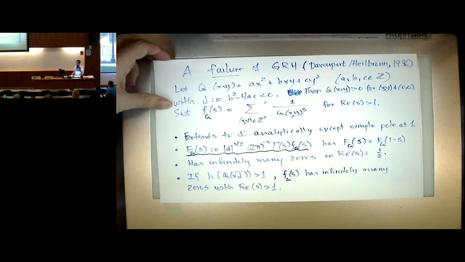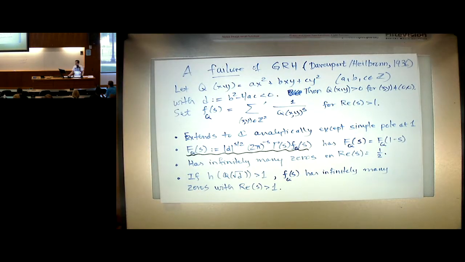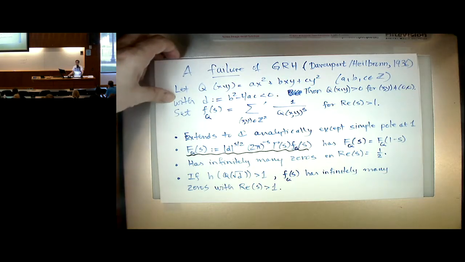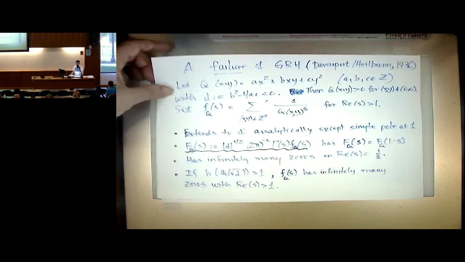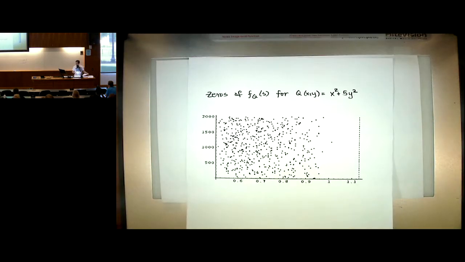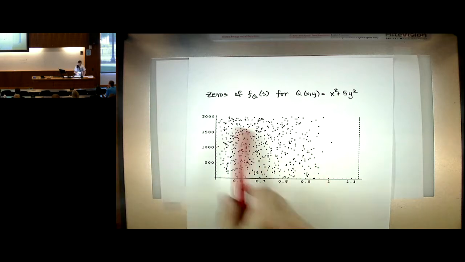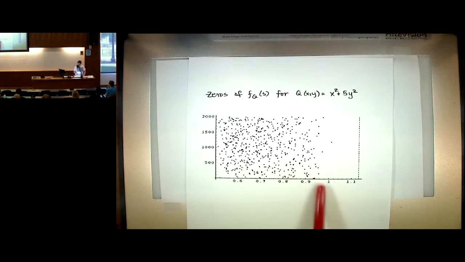So let's take a quadratic form where the discriminant, let's look at x squared plus 5y squared. The discriminant is minus 20. Q root minus 20 is the same as Q root minus 5. Class number is 2. And so here's a table I found on the internet, which is a plot of the location of the zeros in the upper half plane, real part bigger than 0. Notice the scale here. Here we're from 0 to 1, and this is 500. Anyway, you can see there are tons of zeros with real part bigger than a half. And if here's the line 1, there's even a little blip there, real part bigger than 1.